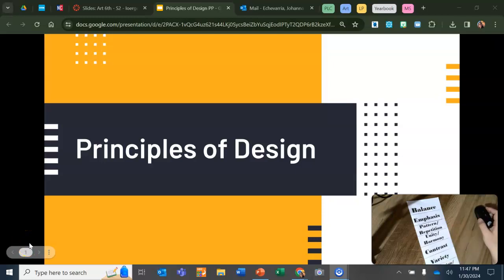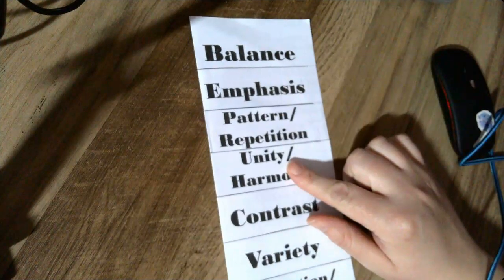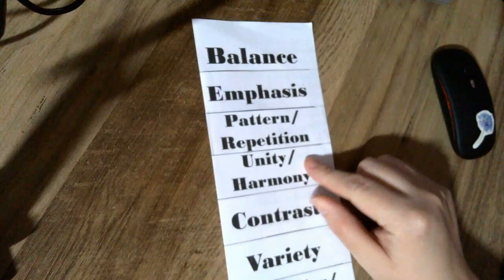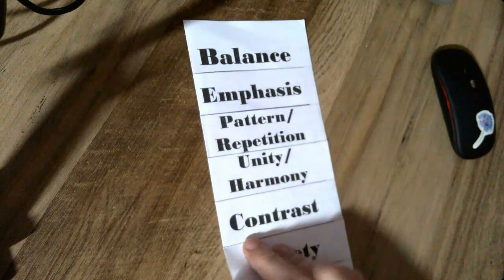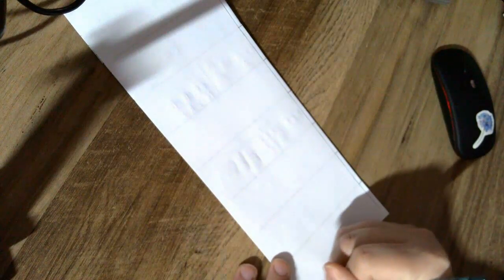Alright, so we're getting started with the principles of design. You will be starting out with your pamphlet. You will fold it in half. On the bottom back, make sure you write your first name, last name, class code, and the day's date.